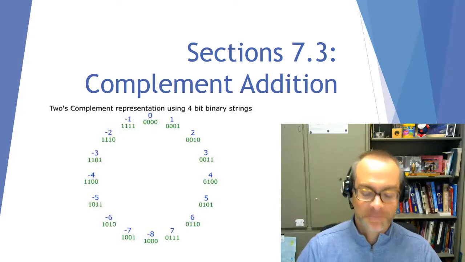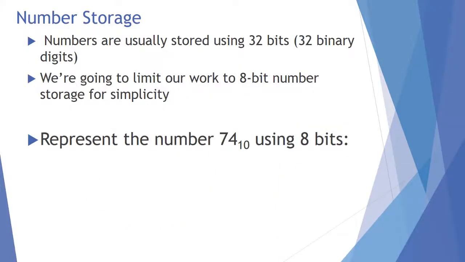So let's get started. Normal modern number storage systems use a lot of bits, at least 32, to represent any number. That's an awful lot of ones and zeros for us to work with, so we're just going to use 8 bits so you can see the principle without us getting bogged down in tons of writing. So we're going to use 8 bits, that is to say 8 ones and zeros, to represent reasonably small numbers. As a little refresher, let's represent the number 74 base 10 using 8 bits.